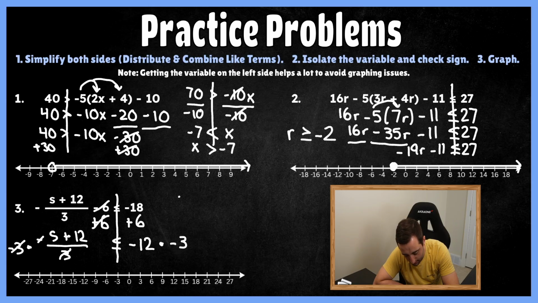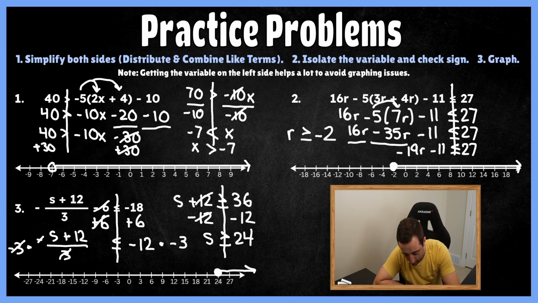So we're left with s plus 12. Sign flips because we multiplied by a negative. And then positive 36. We draw our line. And then finally we can subtract 12 on both sides. So s is going to be greater than or equal to 24. We have a closed circle on 24 and going to the right.